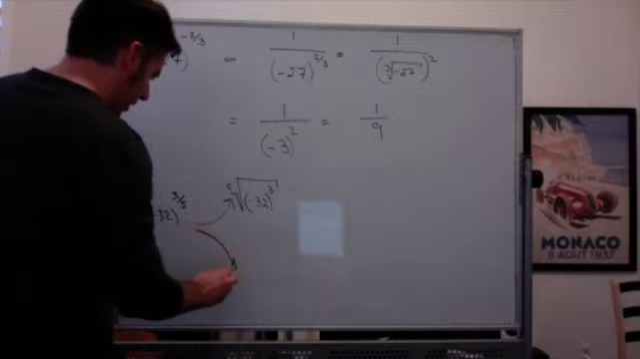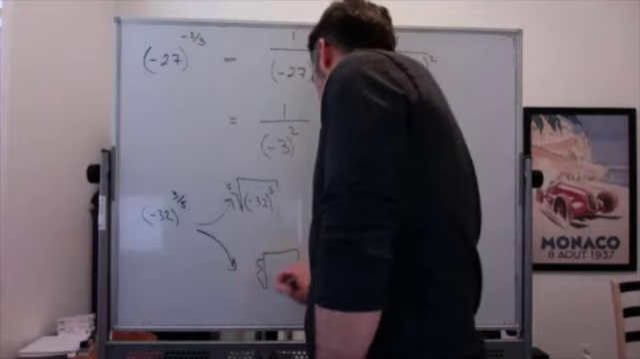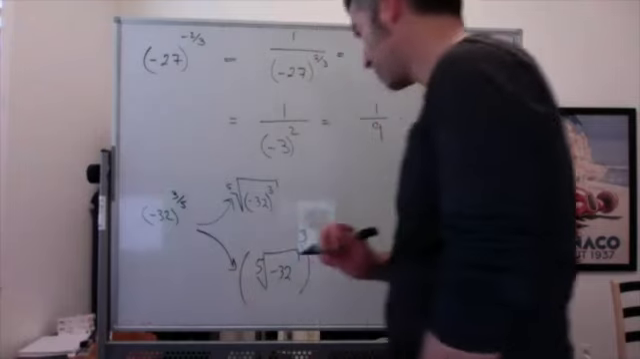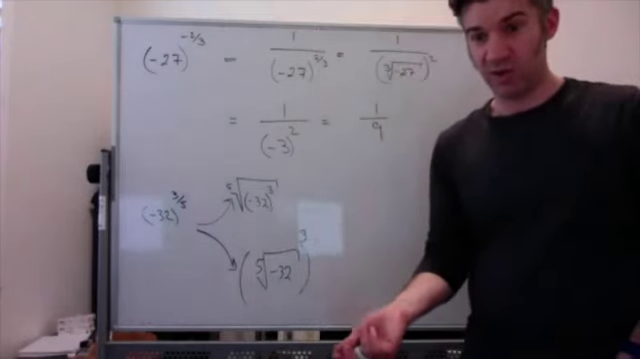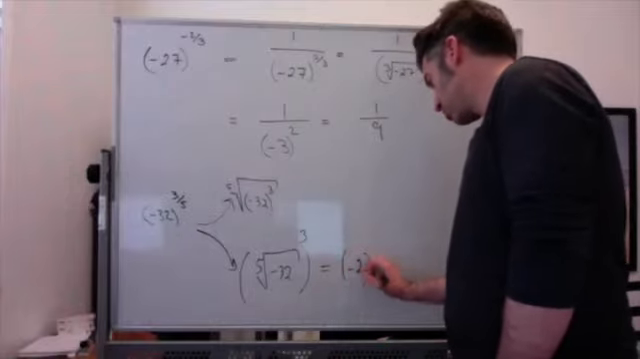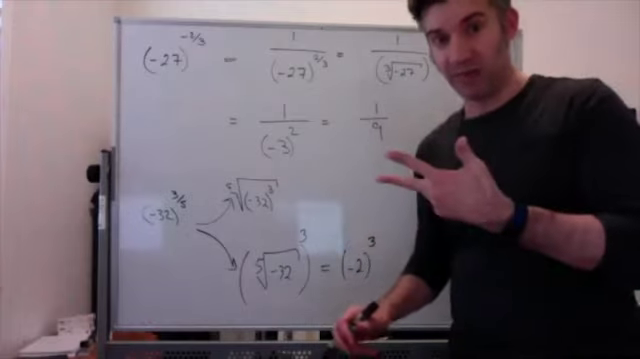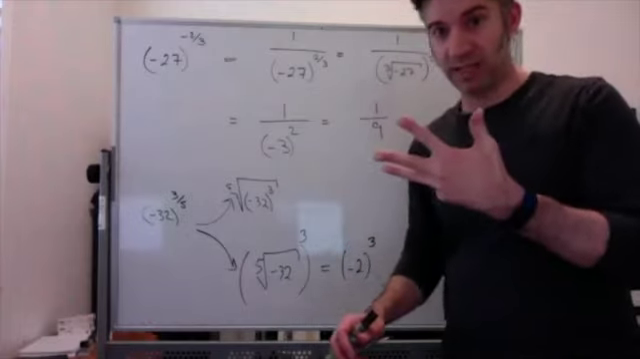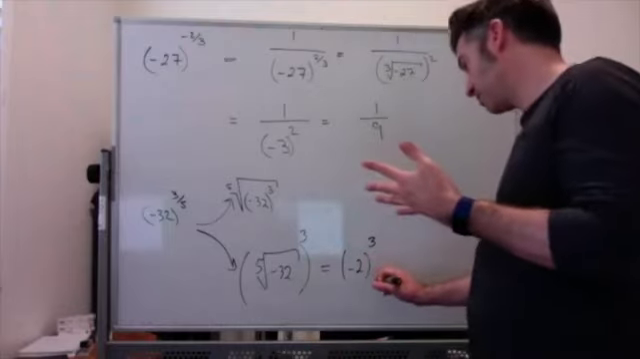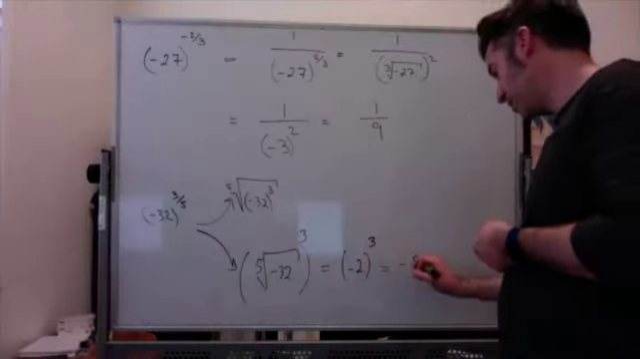Instead, I would rather calculate it as the 5th root of negative 32, cubed. Because I know that the fifth root of negative 32 is negative 2. Because negative 2 times negative 2 is 4, times negative 2 is negative 8, times negative 2 is positive 16, times negative 2 is negative 32. So we get negative 2 cubed, and then negative 2 cubed is negative 8.